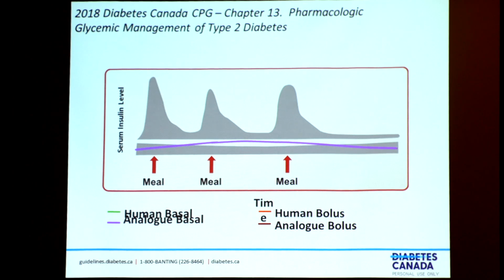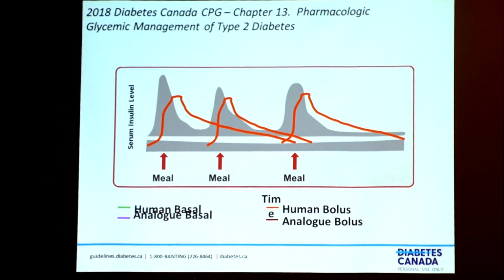The so-called analog insulins are getting better and better, and we now have 2 new long-acting basal insulins, fortunately both covered by Ontario Drug Benefit, Toujeo and Tresiba, which have a flat profile and last more than 24 hours. So you don't need the twice-a-day dosing, and you can count on very constant blood levels.